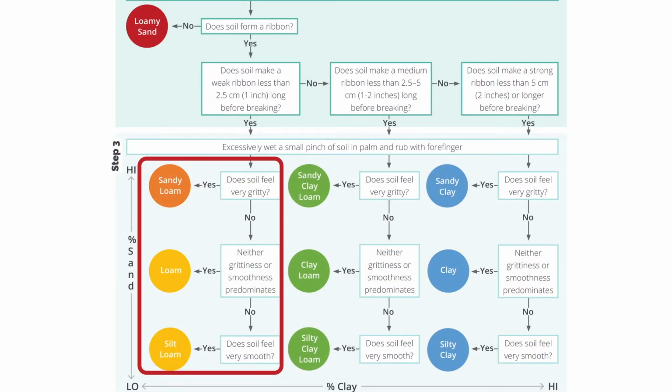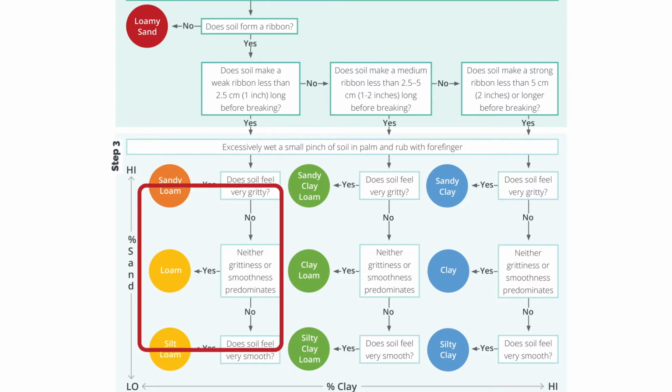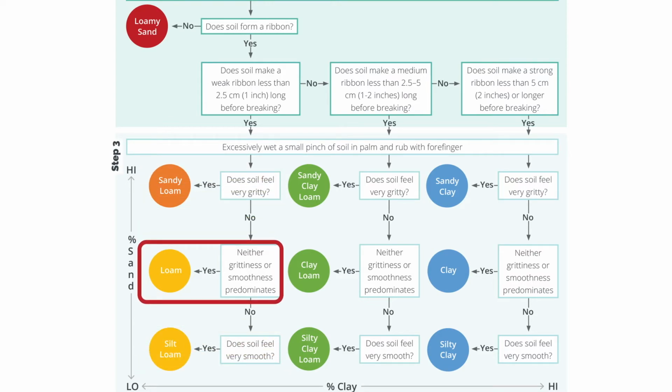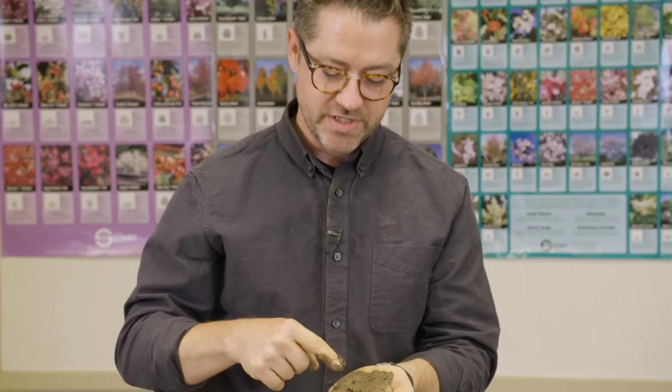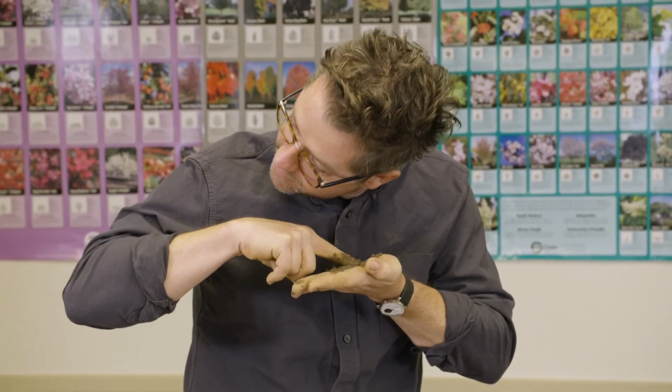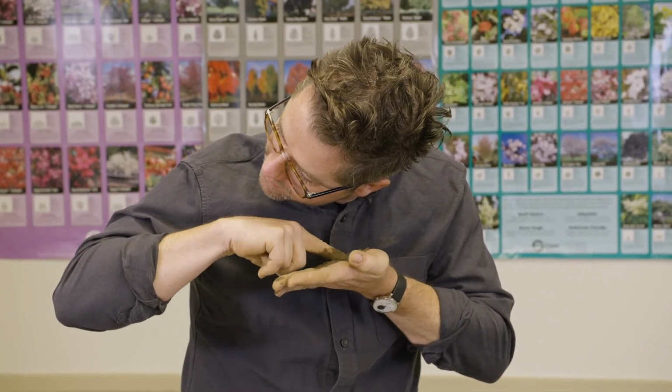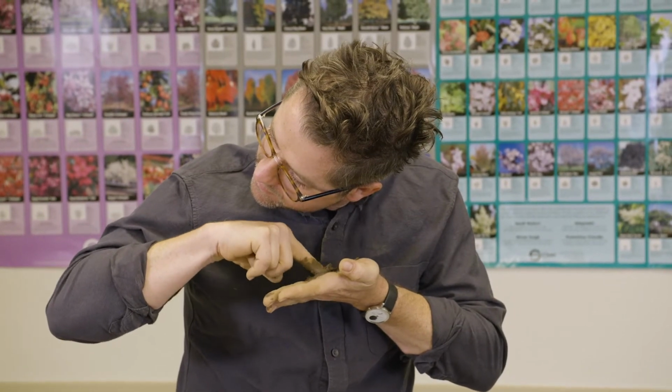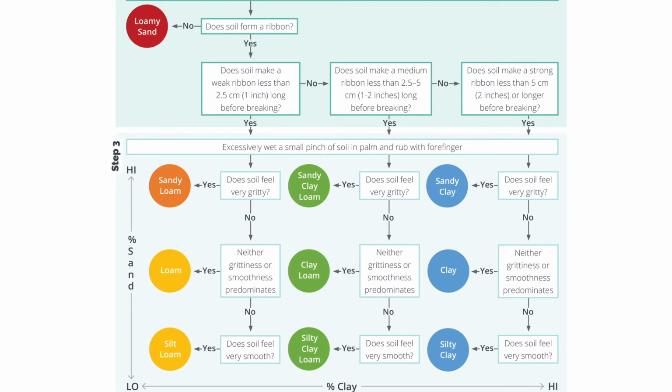Okay, so the diagnostic has led us to the conclusion then that this sample is a loam. So I'm going to listen to the sample and see if I can hear the sound of the grit rubbing. Yeah, and I can hear it just a little bit. It's somewhere between a loam and a sandy loam then.